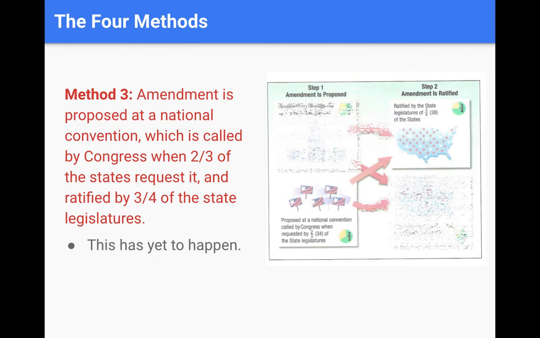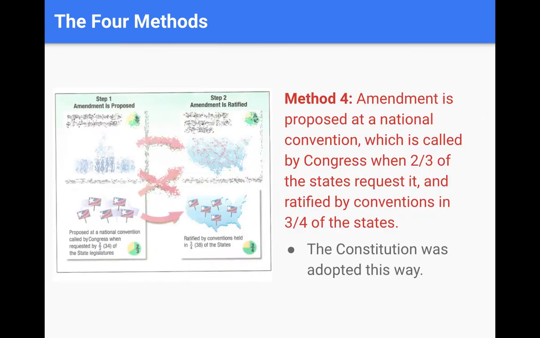Method number 3, this is where it gets proposed at a national convention called for by 2/3 of the states and then gets ratified by 3/4 of the state legislatures. This one is yet to happen because we actually haven't had a national convention since the Constitutional Convention. We just have not had either the need or the desire to call a national convention for an issue yet. There's been some talk about it here and there about trying to go around Congress. Nothing's really come from it yet, though.